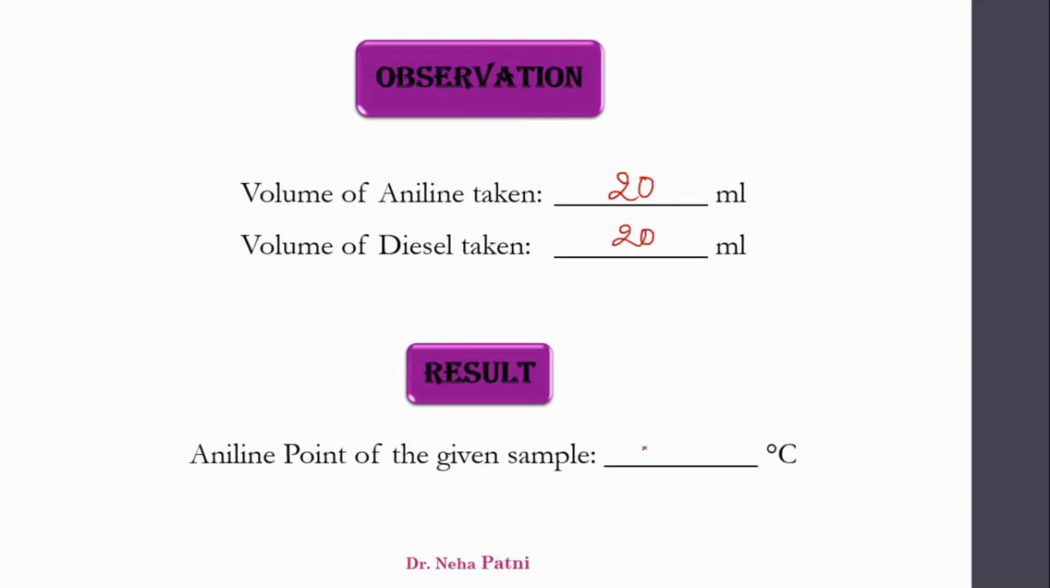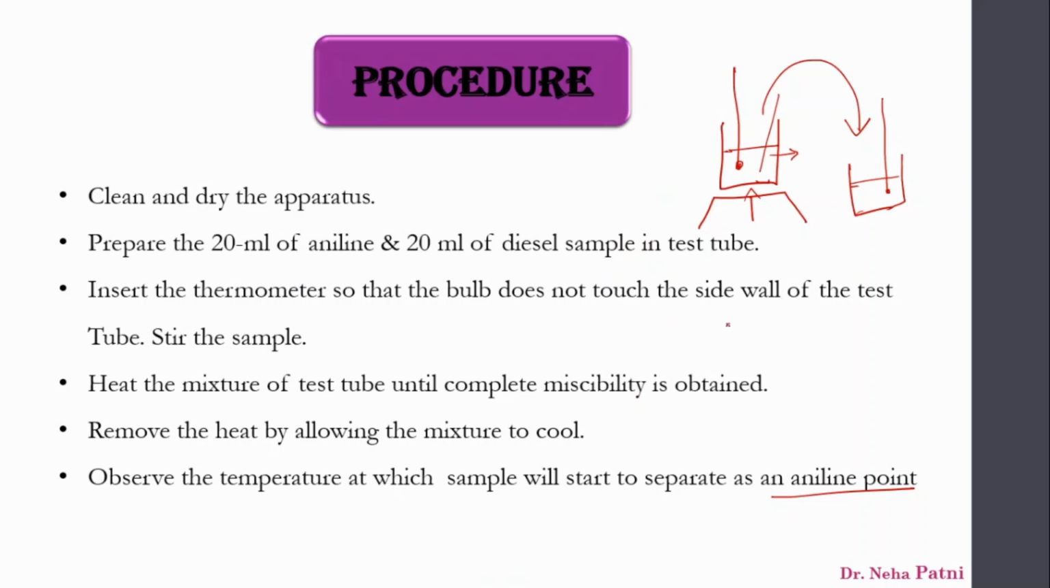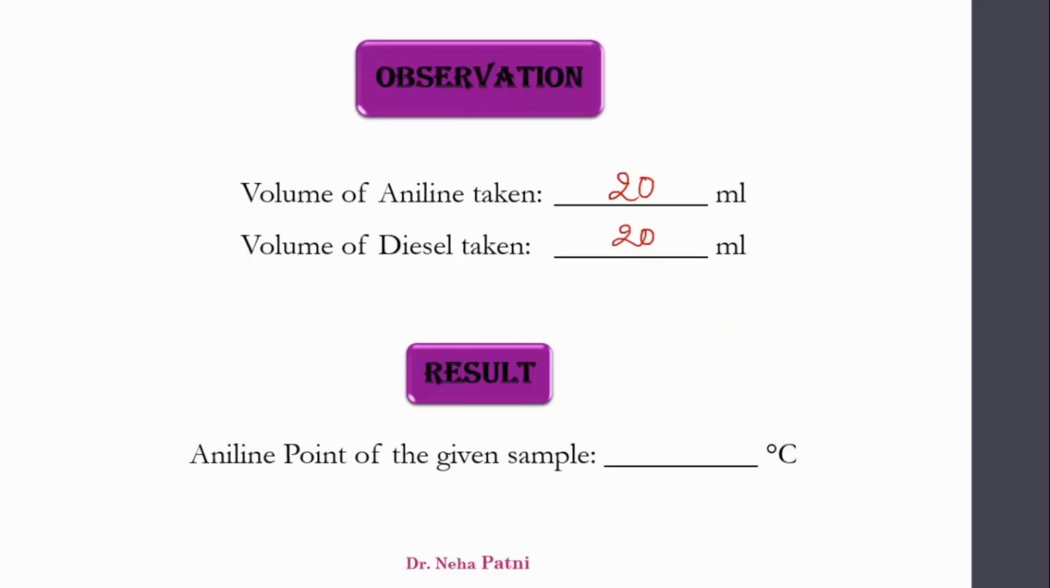So here, if you see the reading like aniline point, what we said is it's the minimum temperature. Now here in the observation you have to write that 20 ml of aniline is taken, 20 ml of diesel is taken, and the aniline point of the given sample is the minimum temperature. As of now, let's say randomly you may write 79 degrees because of the example I gave you. So this is how you're supposed to write it.